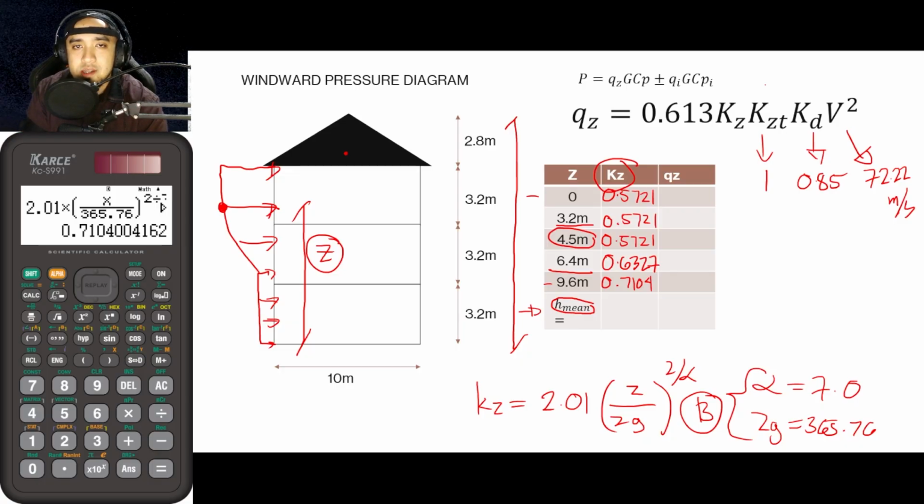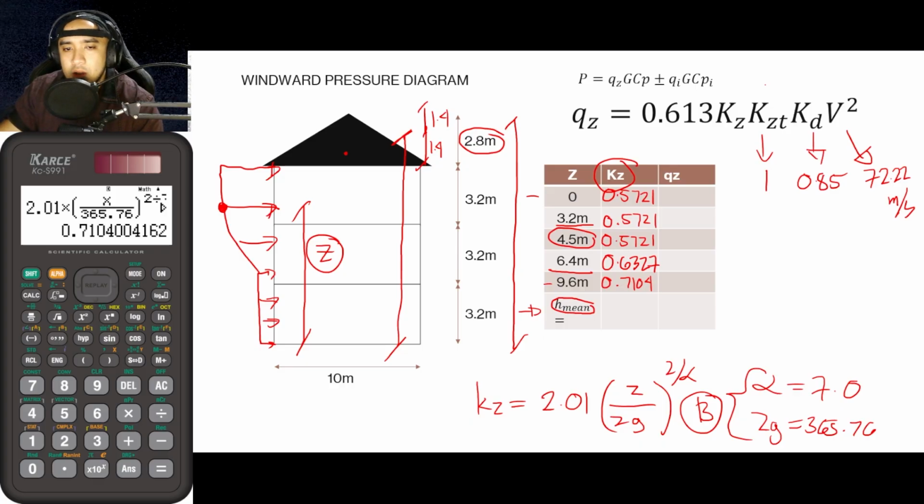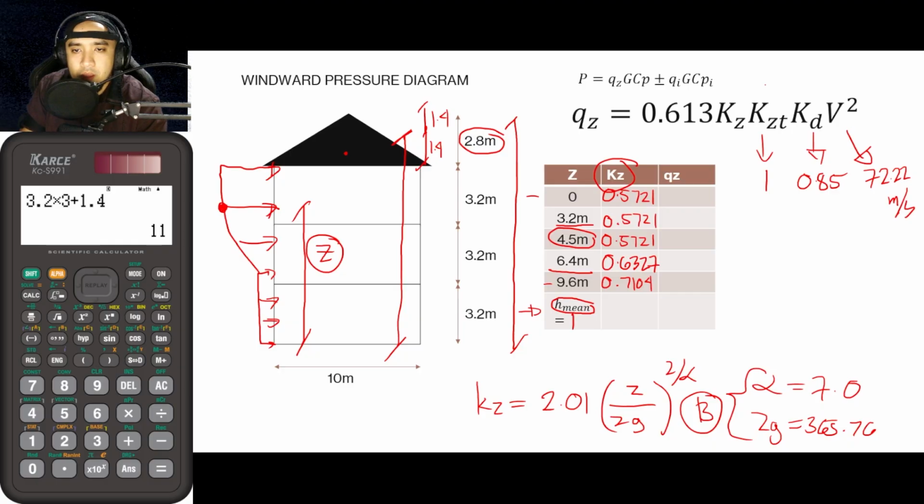What we would be doing is that we would be measuring from the ground up until half span of the roofing. So if this is 2.8 meters, meaning that this is 1.4 and this is also 1.4. So for the h mean or the mean roof height, that is given by 3.2 times 3, so we have 3 floors, plus half of the roof, so 1.4. So the value for H mean would now be equal to 11 meters.